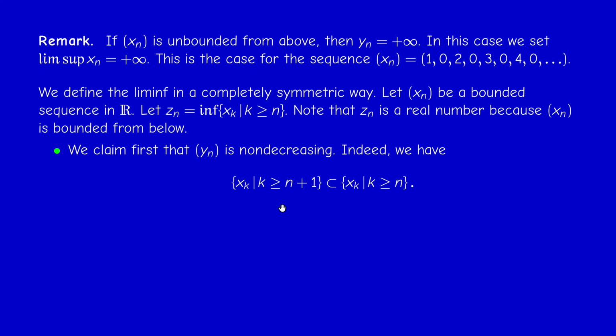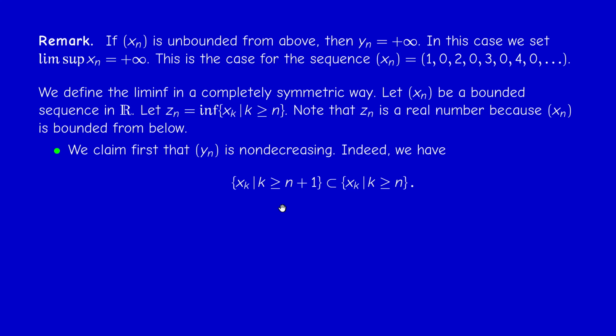It's 1, actually. So we have Zn is constant, and therefore its limit is 1, and therefore the liminf of xn is 1. And we can do a symmetric remark. If xn is unbounded from below, then Zn is -infinity. Okay, because the infimum of an unbounded set from below is -infinity, so it's just a constant. And in this case, you may set liminf. Sorry, there's an error here. Liminf is -infinity. Okay, correct that.